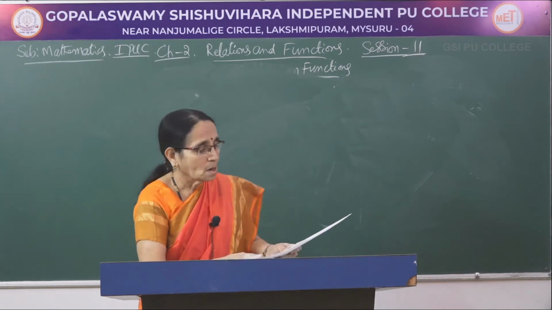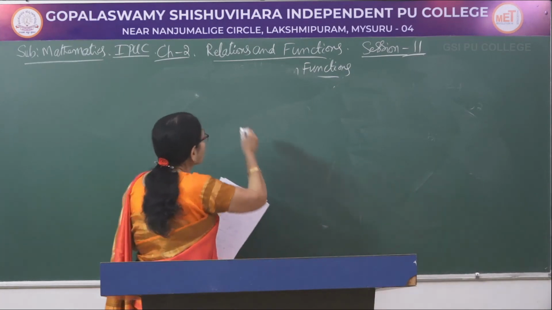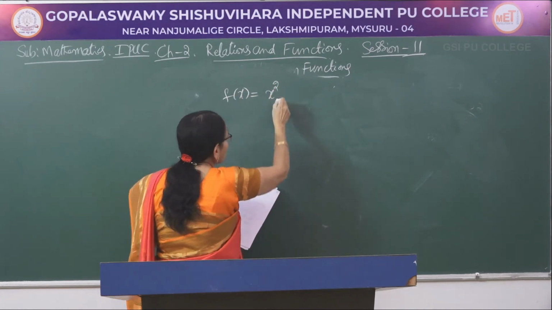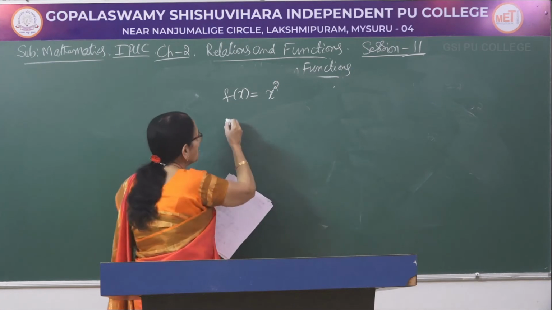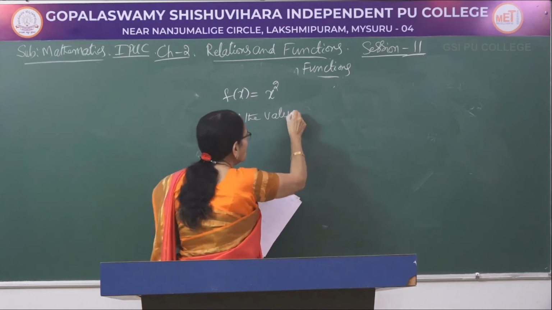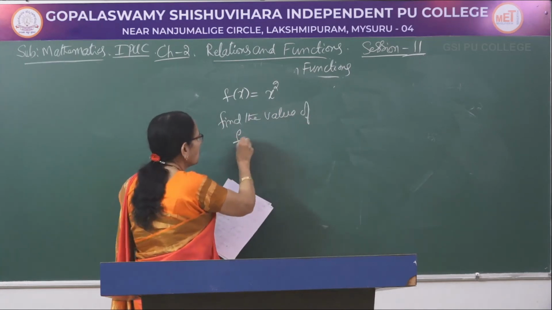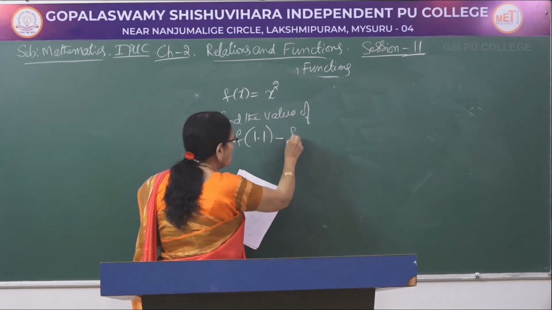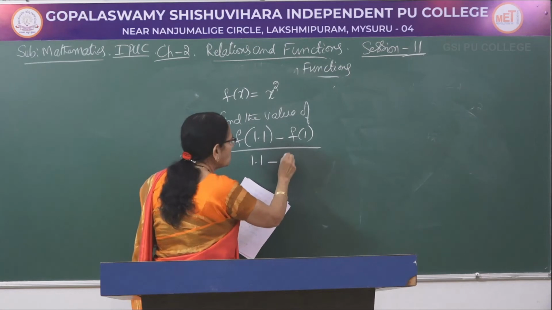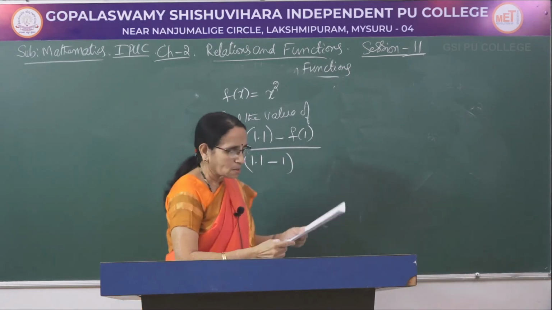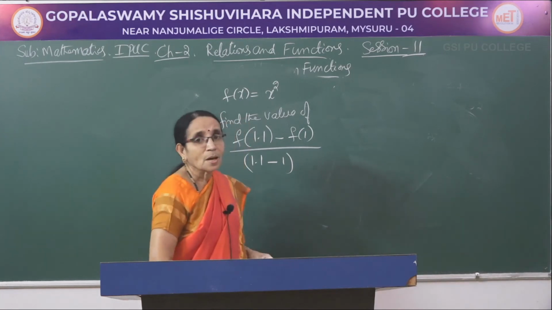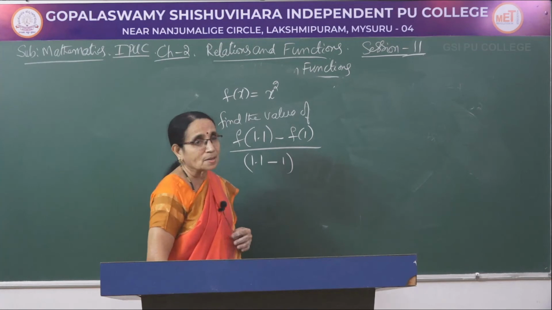Now, next problem. Again, f of x is equal to x square. Find the value of f of 1.1 minus f of 1 divided by 1.1 minus 1. One has to be good in arithmetical calculation.